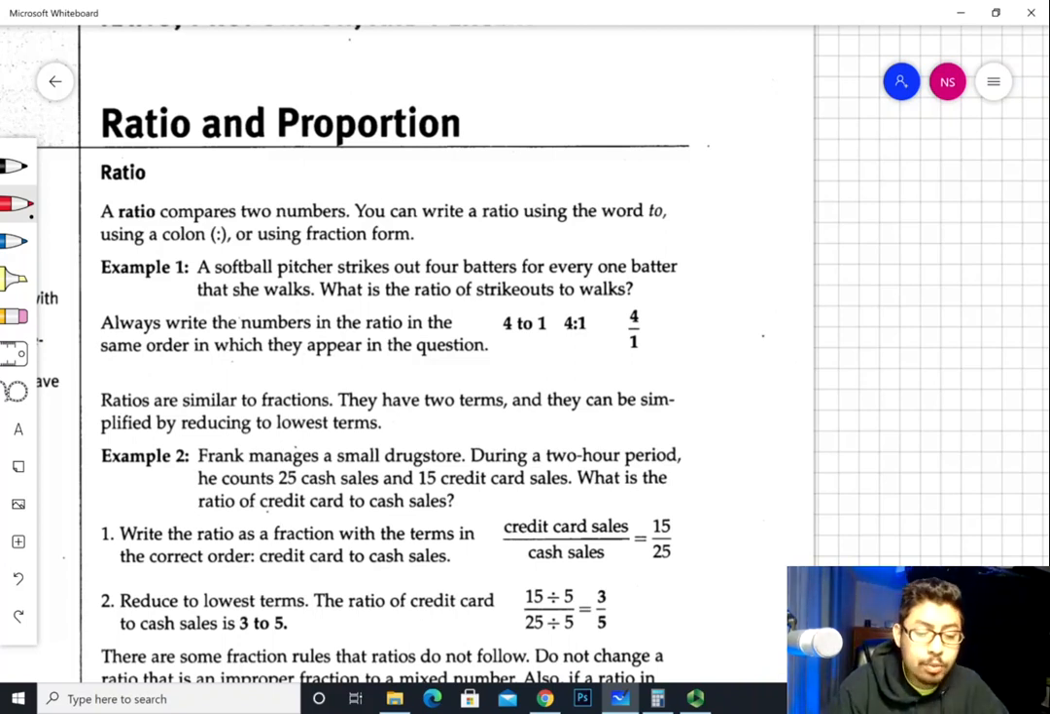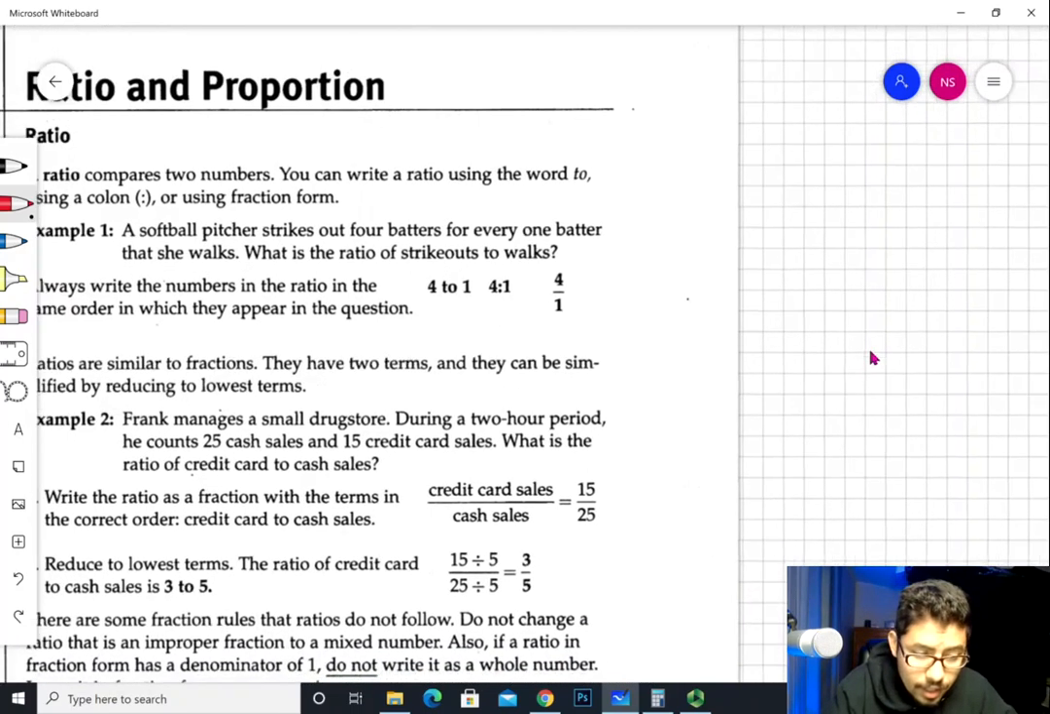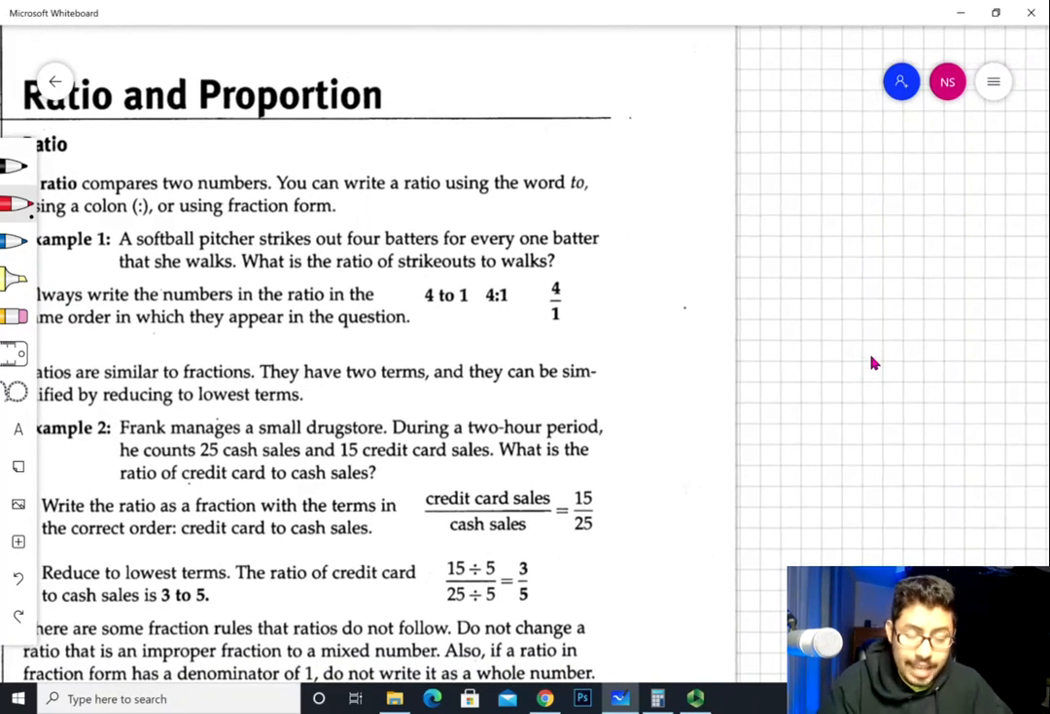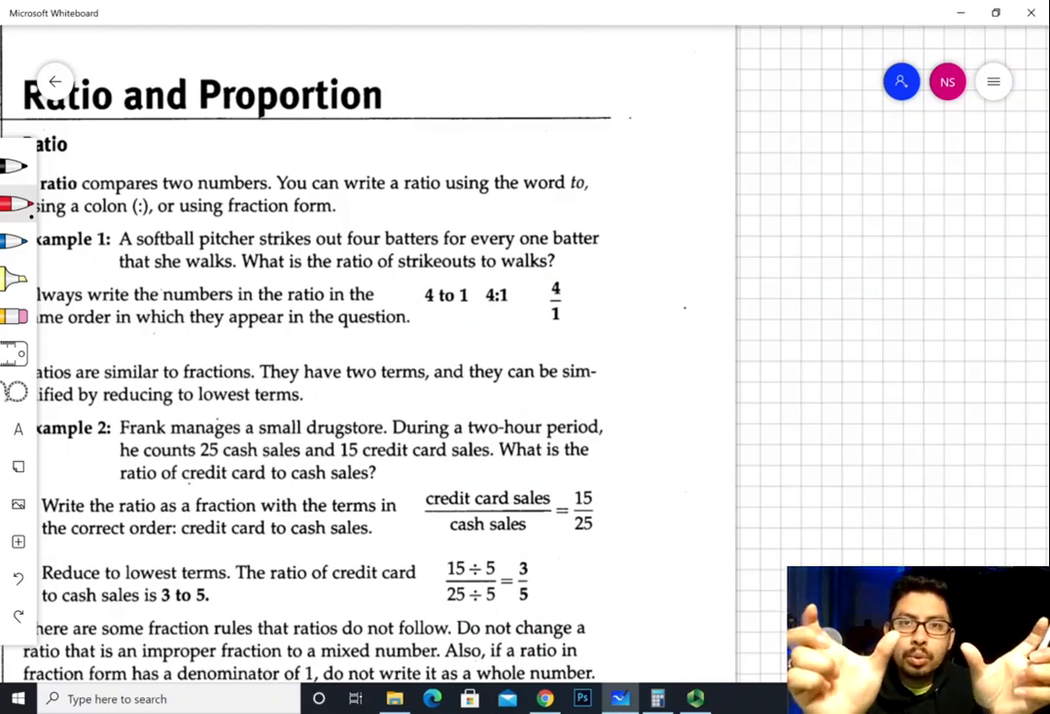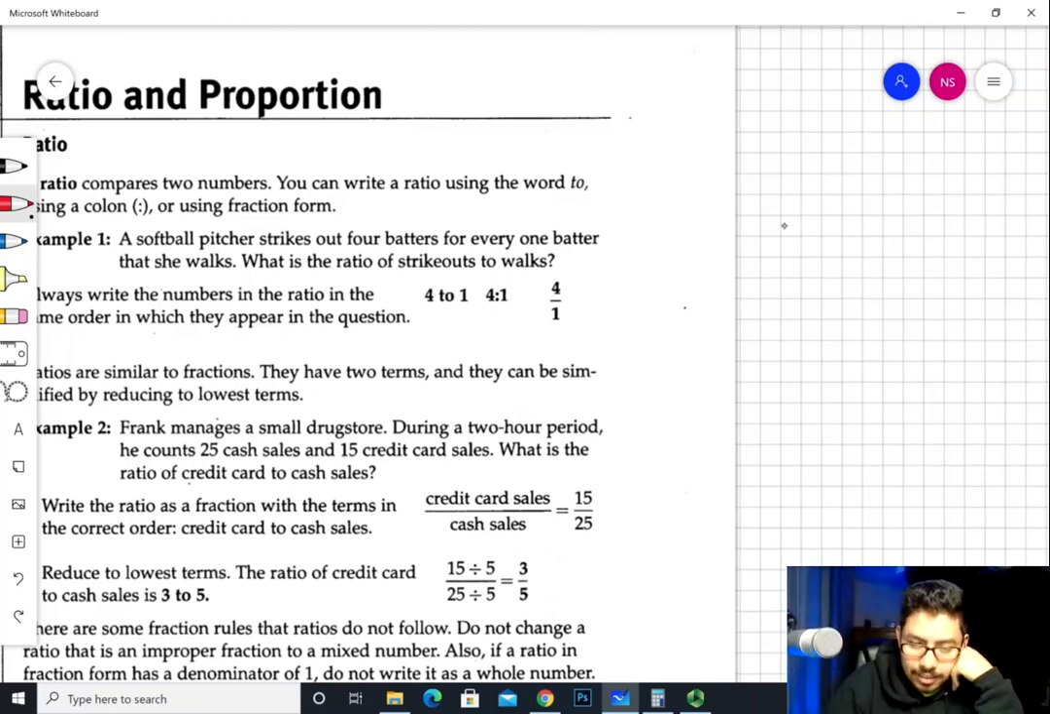They want to know what is the ratio of strikeouts to walks. Every ratio question is going to give you something like that. What is the ratio of something to something? Now, that something to something is important. In this case, strikeouts to walks. What I want y'all to do is always find those two somethings, and write it out. Strikeouts.